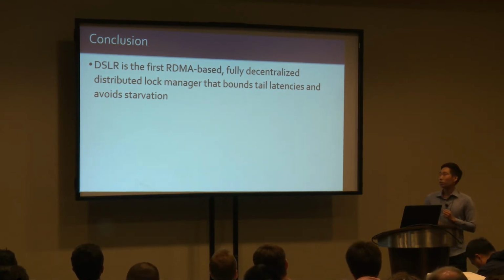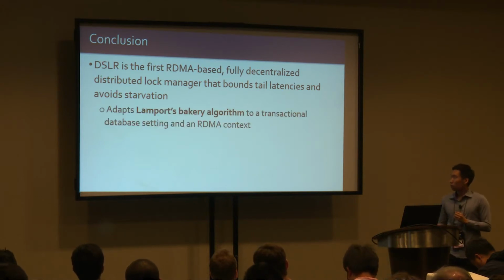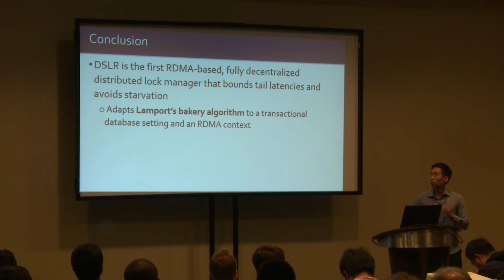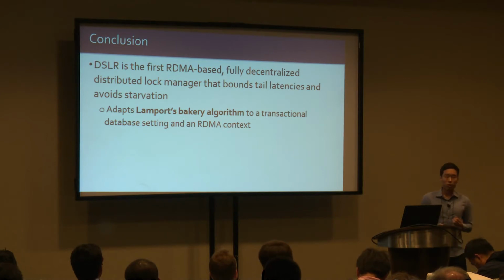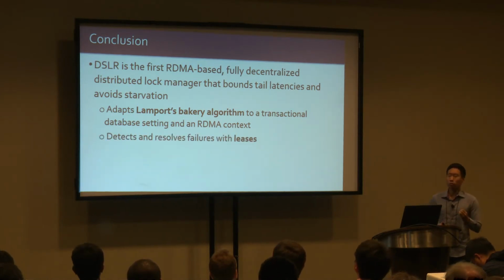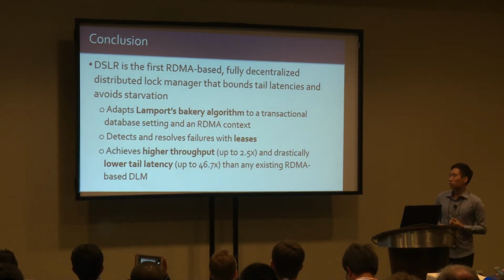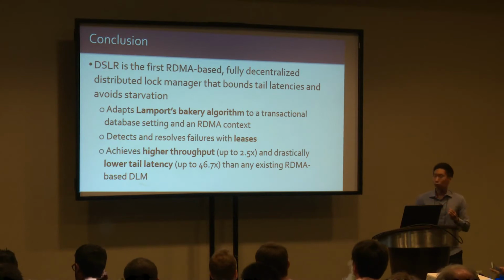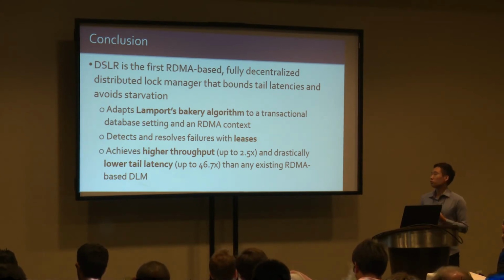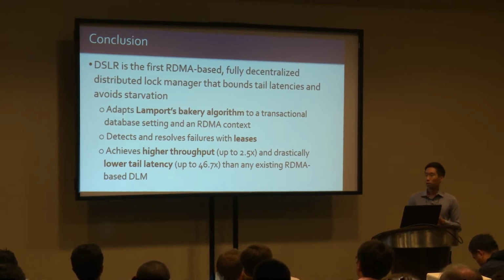that bounds tail latency and avoids starvation. The key idea is that it adapts Lamport's Bakery algorithm to a transactional database setting and an RDMA context. It also detects and resolves failures with releases. And finally, our experimental results have shown that it achieves higher throughput and drastically lower tail latency than any existing RDMA-based DLM. So that concludes my presentation.